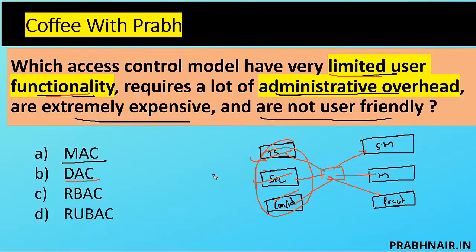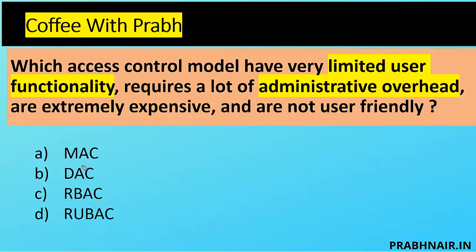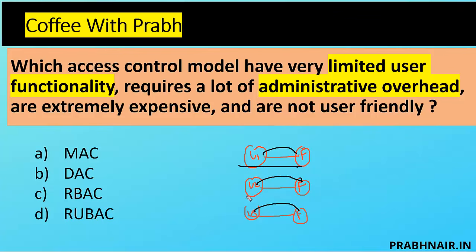Second is DAC, discretionary access control. Let's take an example. Discretionary basically means distributed. We have user 1, user 2, and user 3. User 1 creates a folder, user 2 creates a folder, user 3 creates a folder, and they decide who can access and who cannot. So user 1 decides who can access their folder, user 2 decides who can access their folder, and user 3 decides who can access their folder. We have different permissions, with more customization and flexibility. But here the question is talking about limited user functionality.